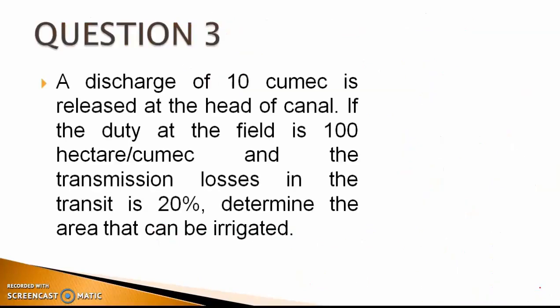Let's look at the third sum. Now this sum is a bit different from the previous two sums. Here the question reads, a discharge of 10 cumec is released at the head of canal. If the duty at the field is 100 hectare per cumec and the transmission losses in the transit is 20%, determine the area that can be irrigated.